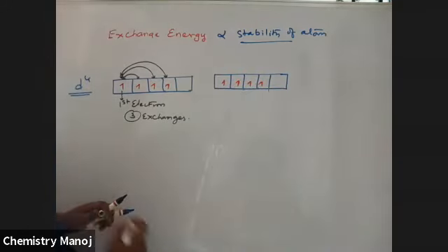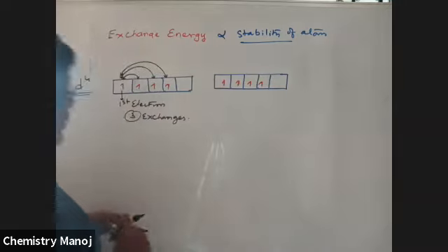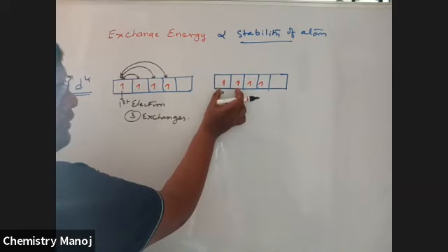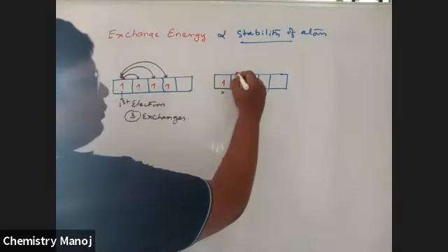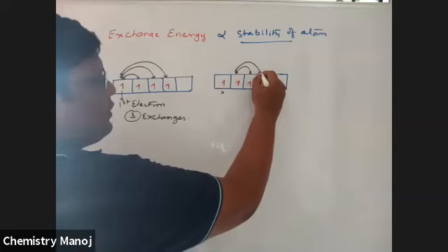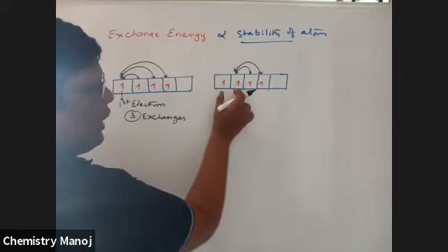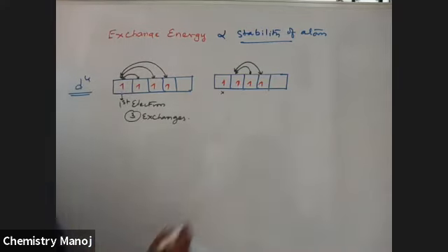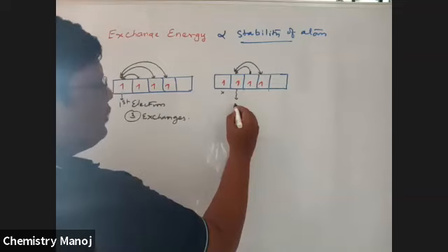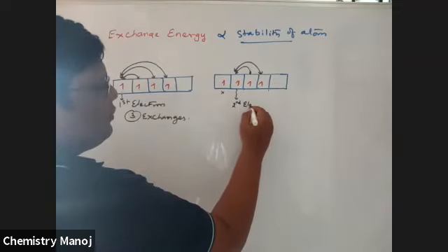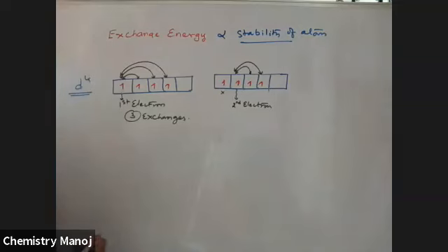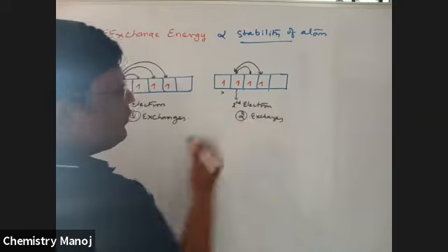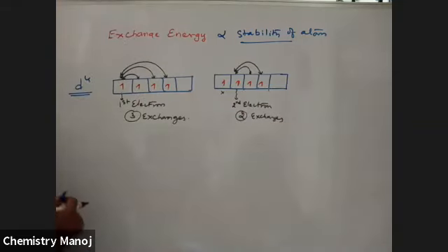Now, the second electron. See here, don't consider this one. The exchanges between these two are already completed. Now, these two exchanges, these two exchanges. Sir, what about these two? Already this exchange is completed here. That's why I don't consider that one. Here, for the second electron, there are two exchanges and two exchanges.